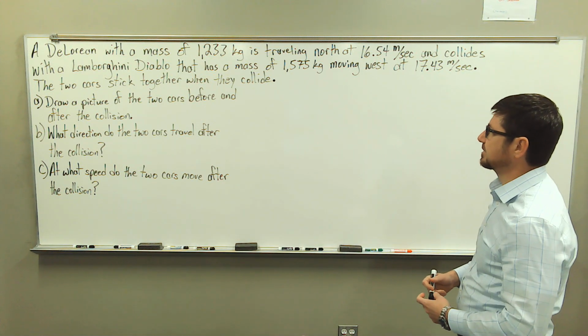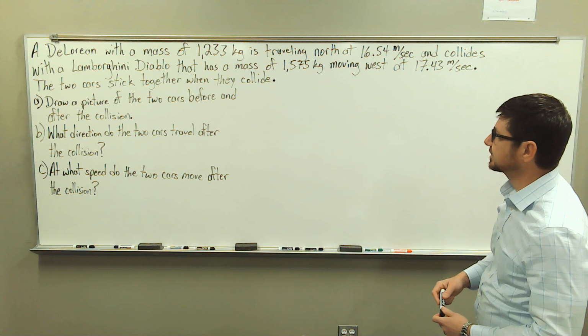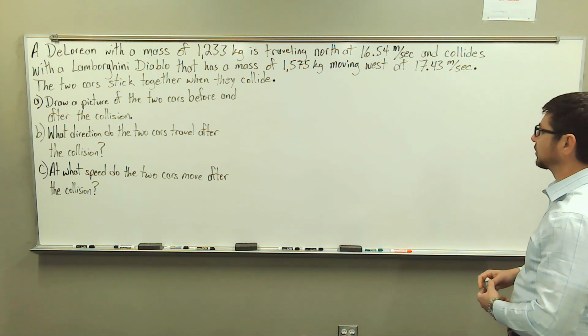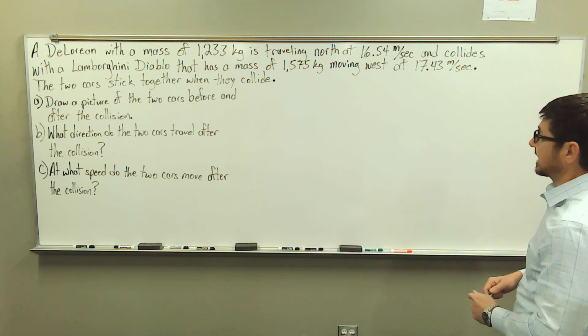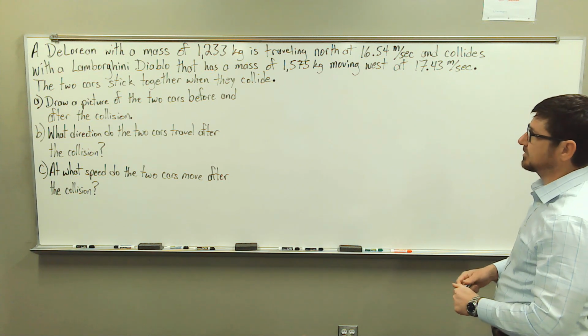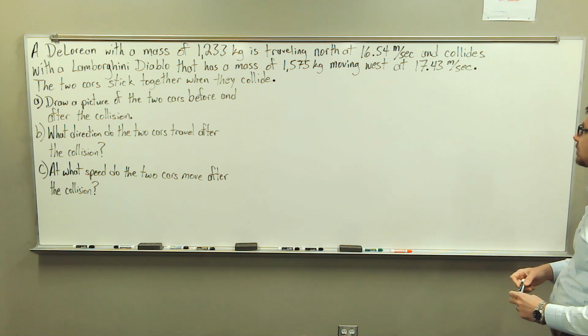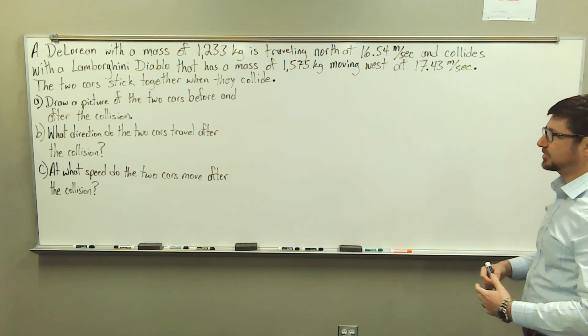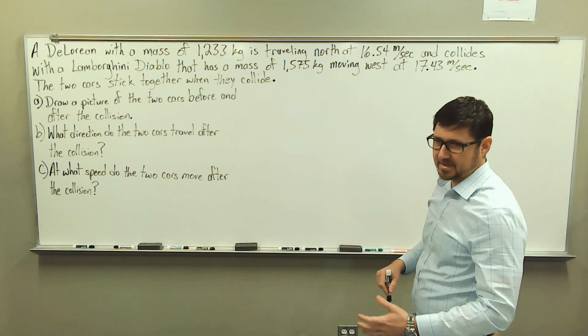A DeLorean with a mass of 1,233 kilograms is traveling north at 16.54 meters per second and collides with a Lamborghini Diablo that has a mass of 1,575 kilograms moving west at 17.43 meters per second. The two cars stick together when they collide.